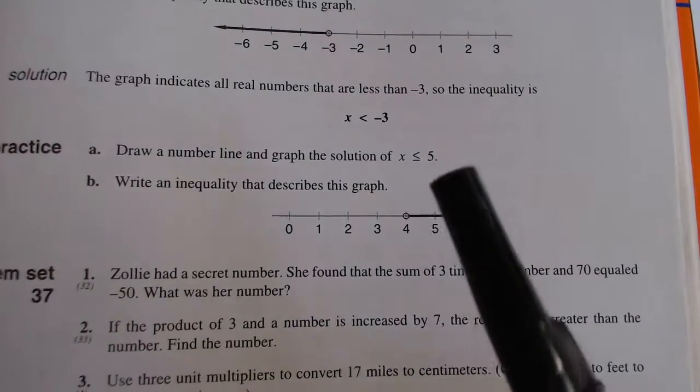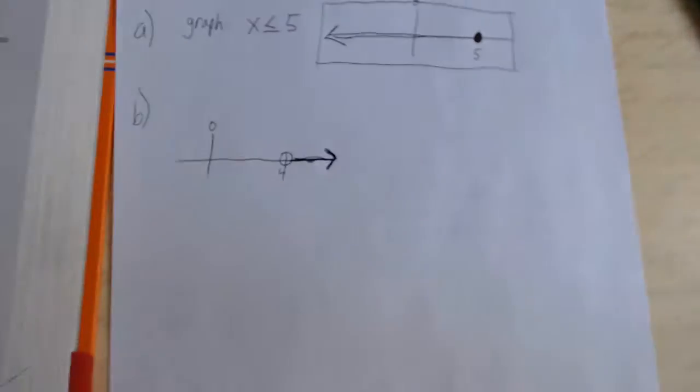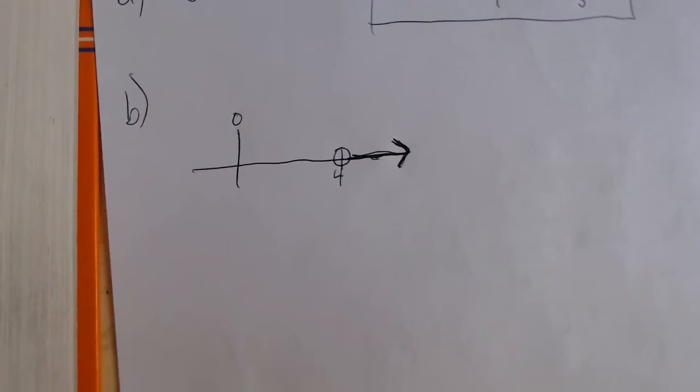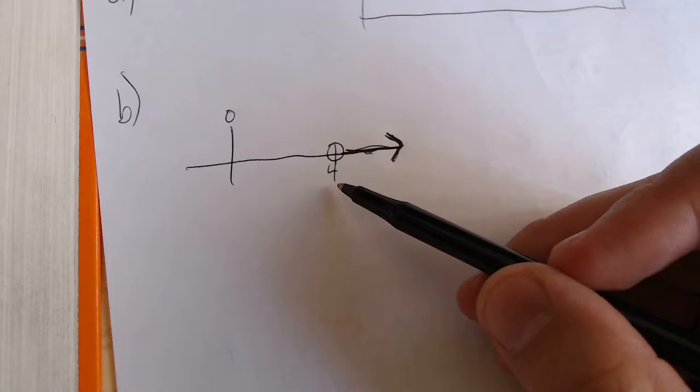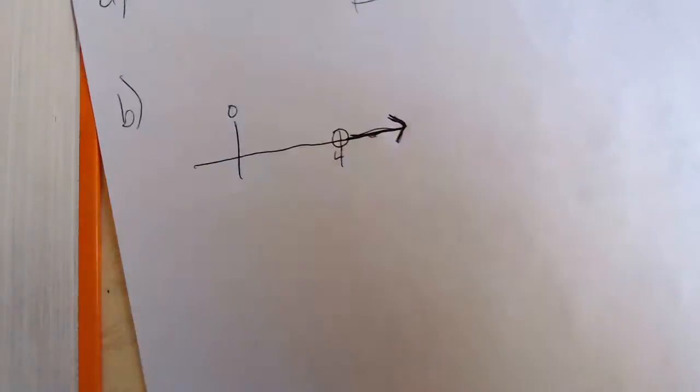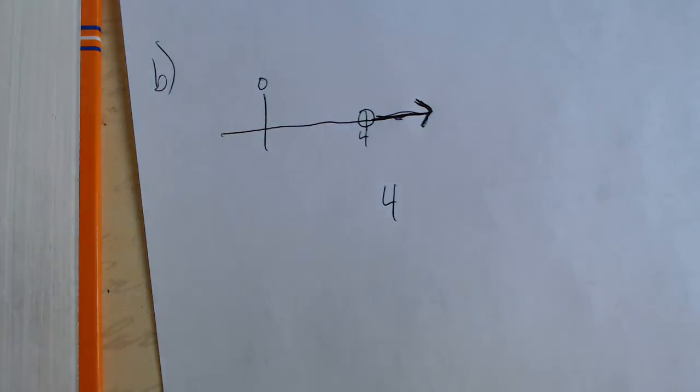Now let's go to B. In the book they say write an inequality that describes this graph. And I have so artistically copied this graph right here with the bare minimum information that we need to solve the problem. So the first thing that we need to look at is the number that we're starting at. We're starting at 4. So we'll write that on the right side of our inequality.